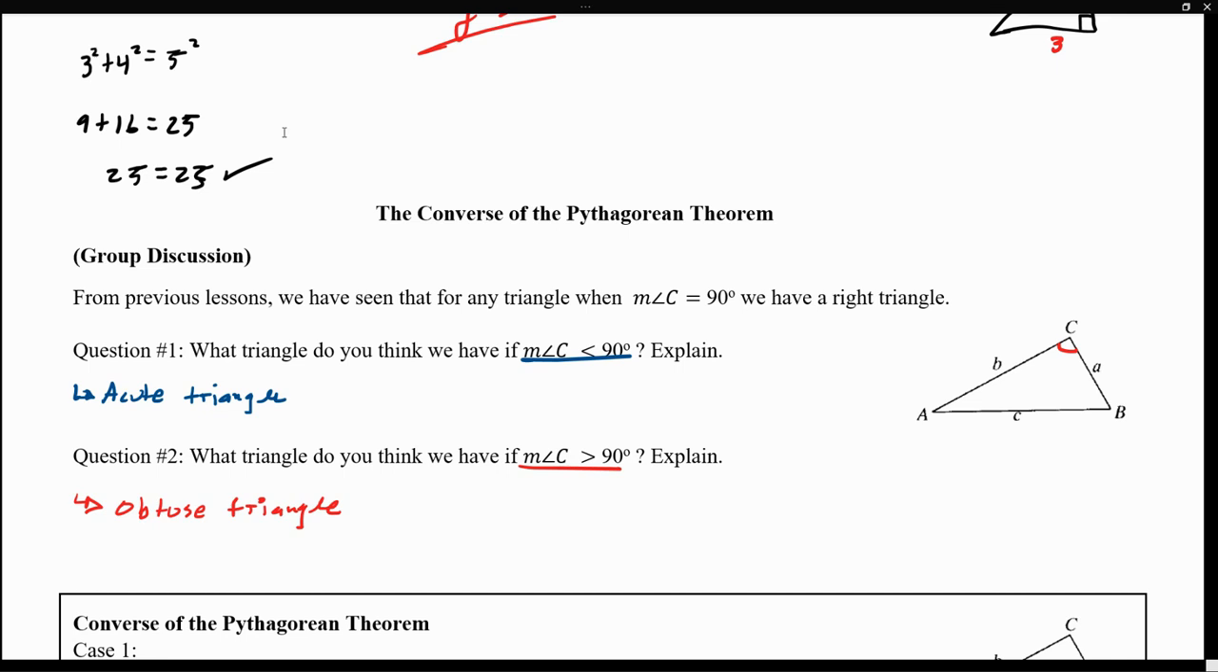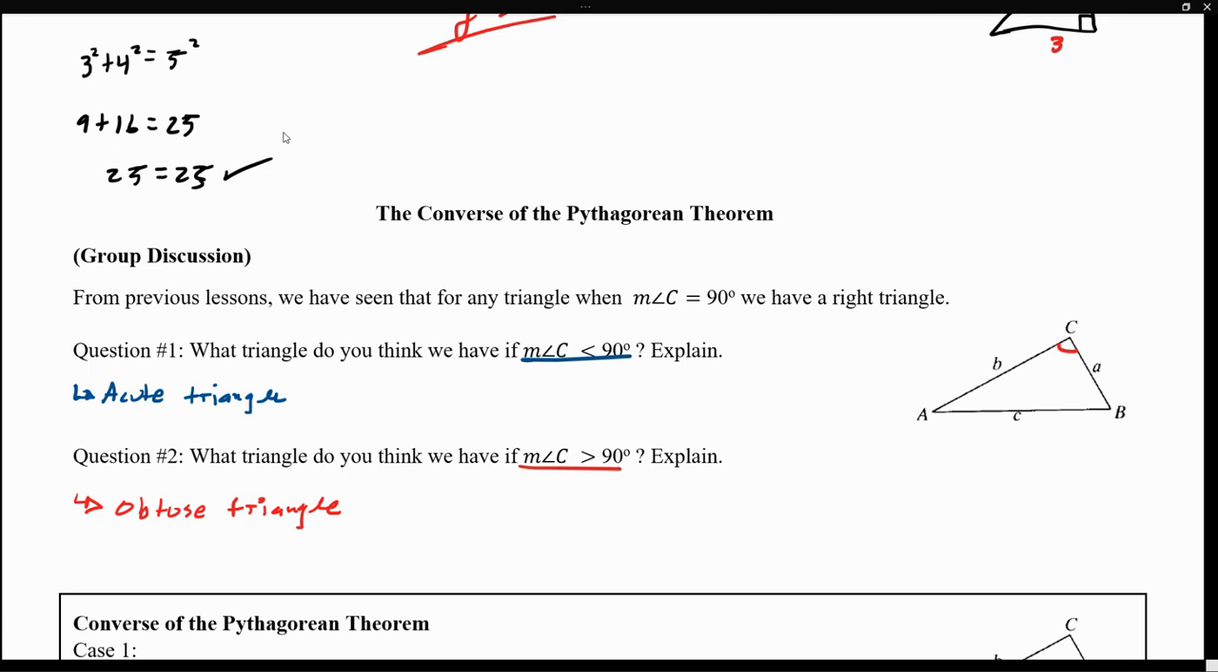And again, this is just definition. So let's just recap here. If we have a triangle whose angle is 90 degrees, then we know it's a right triangle. If that same angle is less than 90 degrees, it's an acute triangle by definition. And if that same angle is greater than 90 degrees, then it's an obtuse triangle by definition.